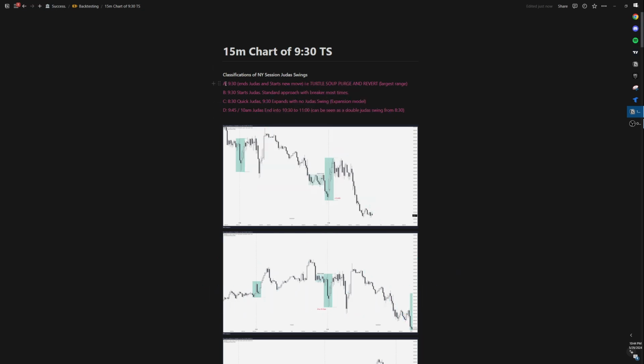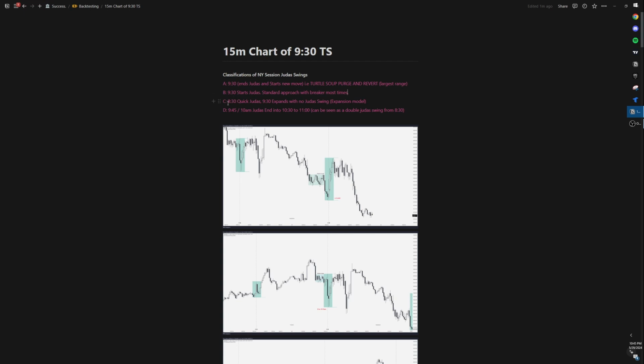So you have a 9:30 ends Judas swing and starts the new move. This is your classic turtle soup, purge, and revert. And this will give you the largest ranges when you're finding trade setups on this. Second would be 9:30 starts Judas swing. This is your standard approach when you have consolidation. 9:30 starts Judas swing, and then you have a breaker entry. This is another high value, I think, Judas swing you can find.